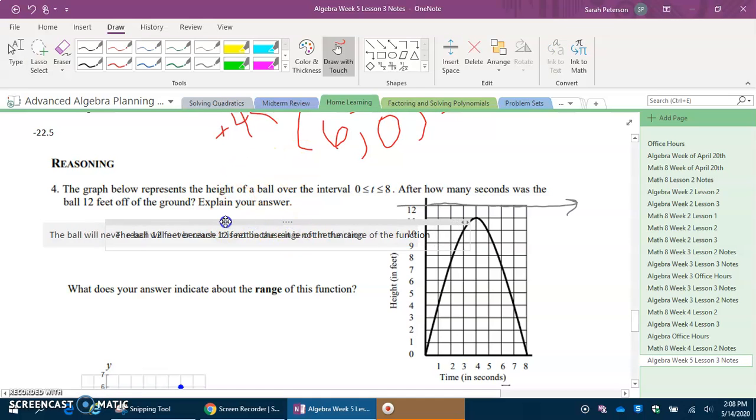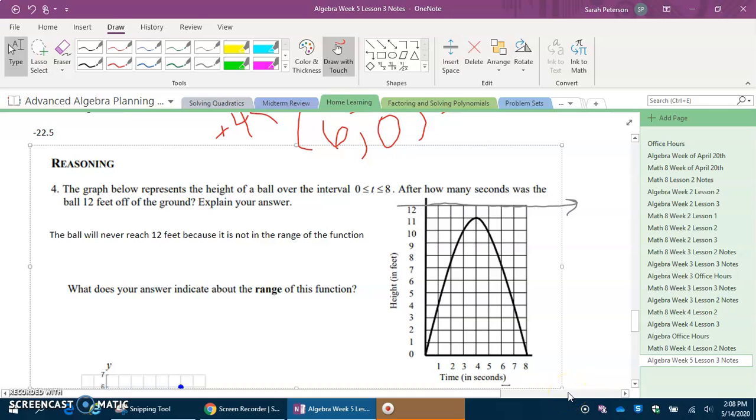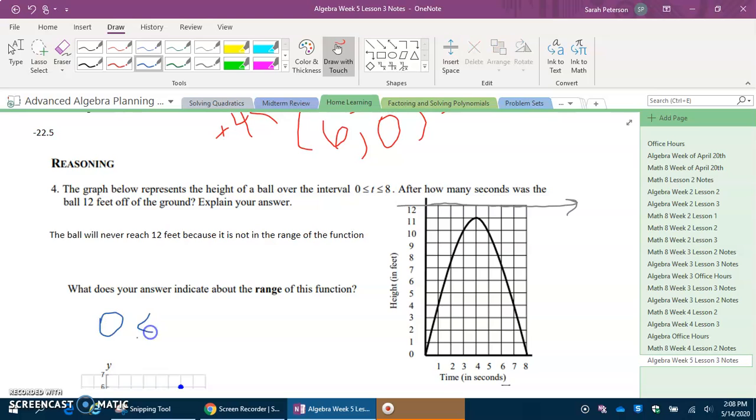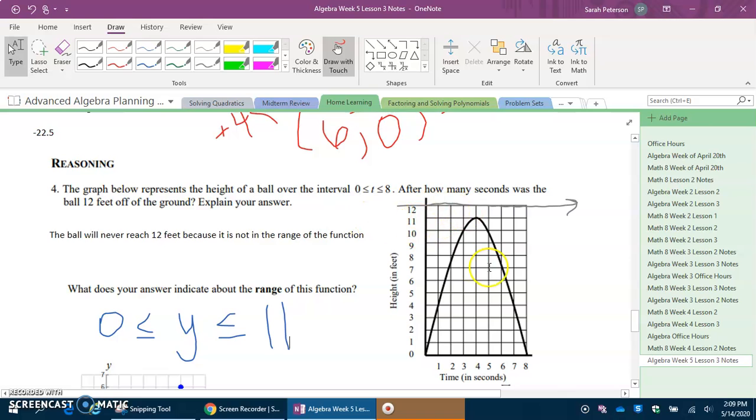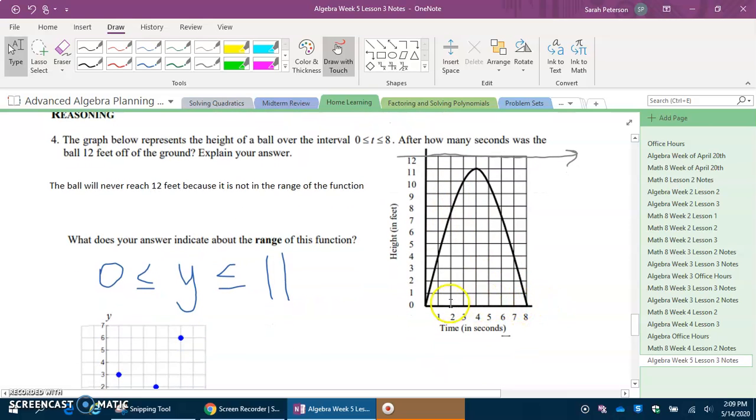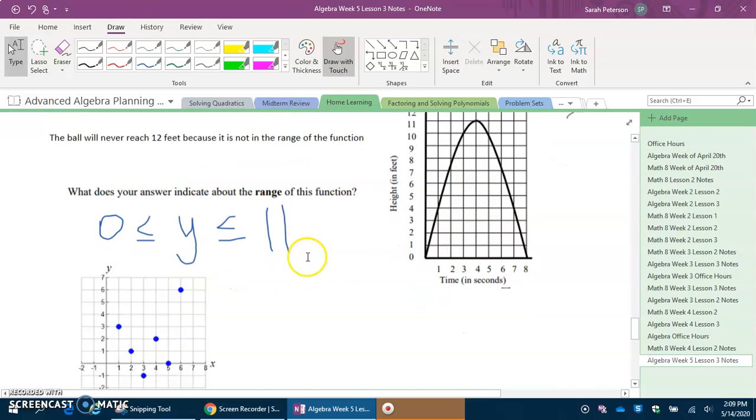So it says, what does your answer indicate about the range of this function? Well, the range of this function is the lowest it'll ever be is 0, and the highest it'll ever be is 11, and 12 is not in that range there. So that's kind of why it'll never reach 12 feet above the ground. Awesome. So that's just another reasoning question. Some might ask you, what is a domain? They kind of gave you that there, so they might ask you range or whatever, or just ask you questions about how long will it take, etc.